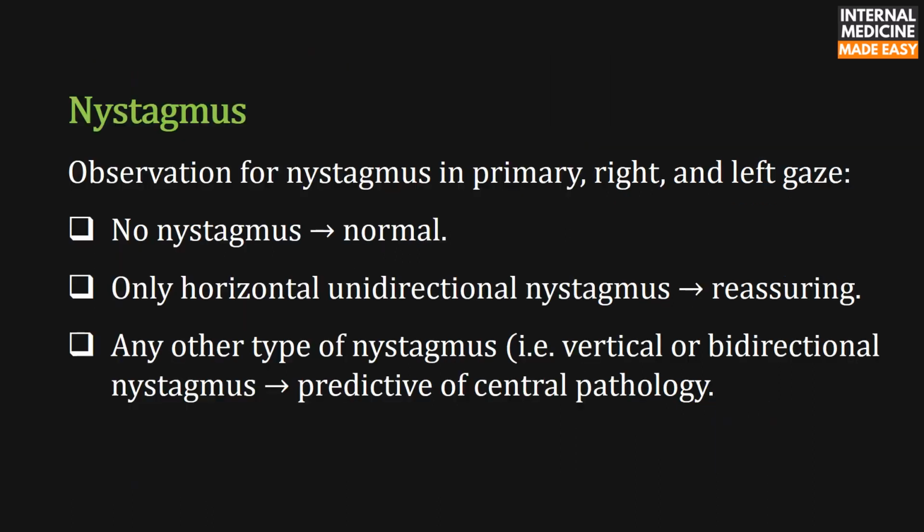Observation for nystagmus in primary, right and left gaze is done. If there is no nystagmus, then it is normal. In case of only horizontal unidirectional nystagmus, the condition is reassuring. But in any other type of nystagmus, for example vertical or bidirectional nystagmus, it is predictive of central pathology.